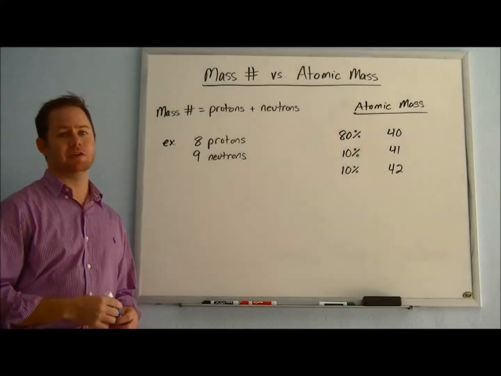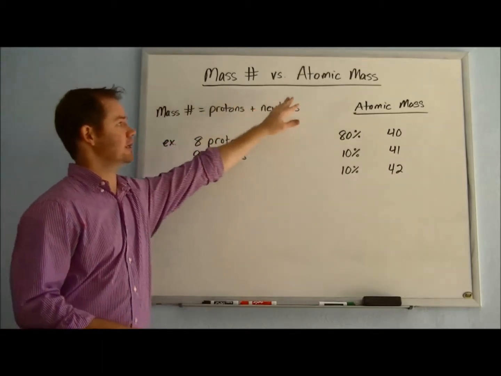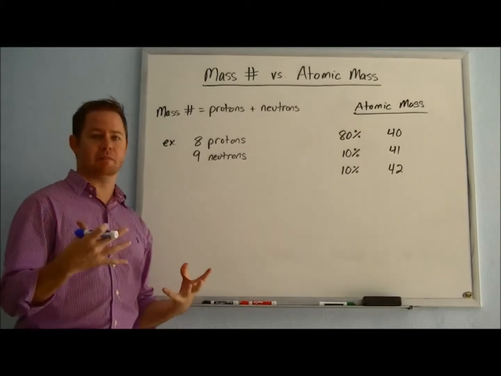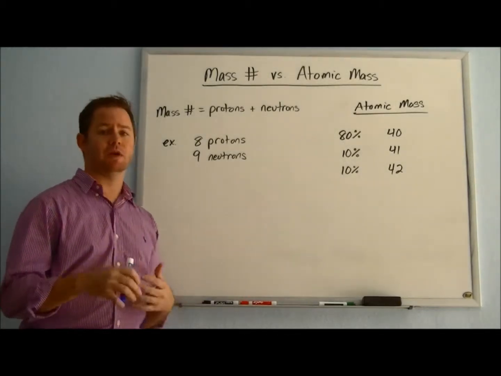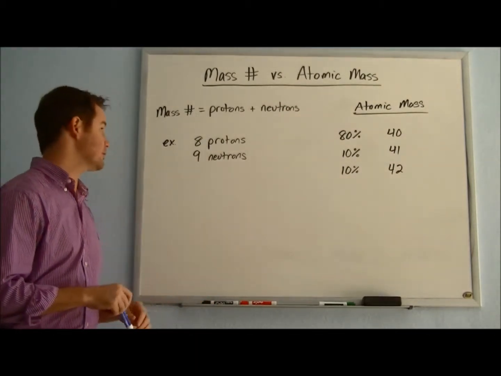Hi, I'm Chris, and in this chemistry video, we're going to take a look at the difference between mass number and atomic mass. So conceptually, we're talking about the mass of atoms when we're dealing with both of these. And the way that we calculate it's a little bit different, so it's really important to understand this subtle difference.